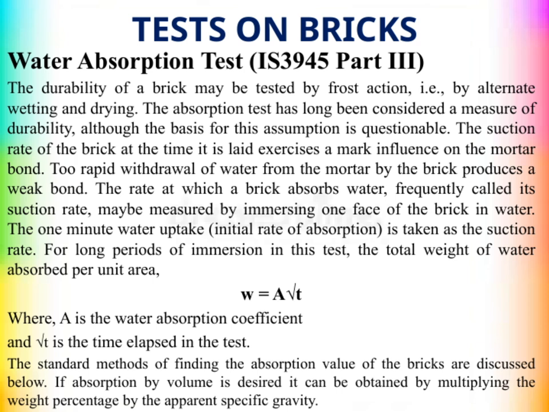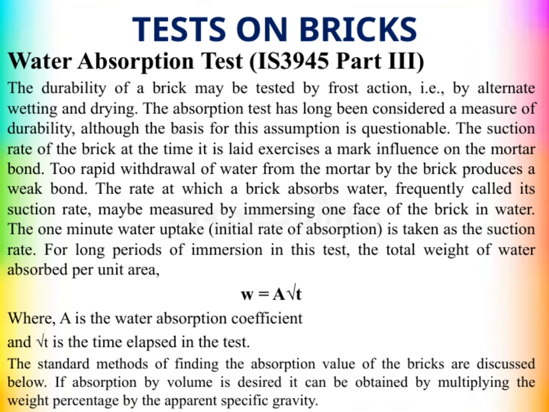One crucial factor to keep in mind is the suction rate of the brick at the time it's laid. This rate significantly influences how well the mortar bonds with the brick. If water is withdrawn from the mortar too quickly by the brick, it can lead to a weak bond, something we definitely want to avoid. The way we measure this suction rate is fairly straightforward. We immerse one face of the brick in water and observe the initial water uptake over the first minute. This initial rate of absorption gives us an idea of how quickly the brick draws water in, which is important for understanding how it will perform in real conditions.